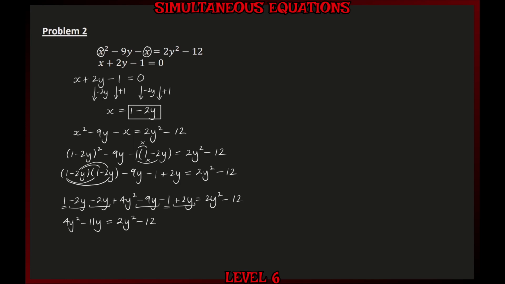Now this is a quadratic equation, and so to solve it we want it to be equal to 0. So we're going to make the right hand side 0 by subtracting 2y squared from the right and making sure we do the same on the left.